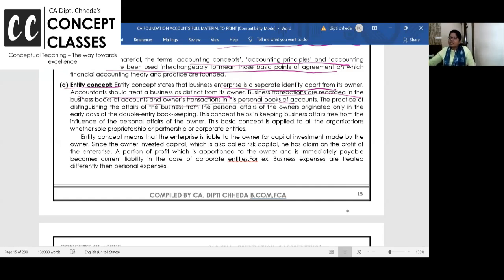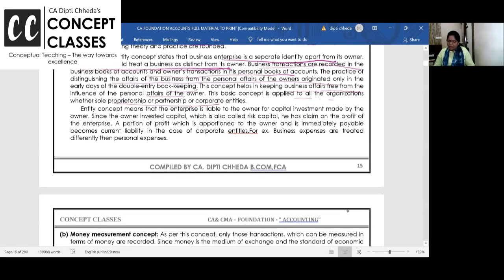You give 30,000 to your spouse for running the house, she'll maintain her own accounts. Vegetable, milkman, this, that. The practice of distinguishing between business and personal affairs is double entry. This concept keeps the business free from personal influences. We want to know how much we have earned for business, then business related income and expense only we should record. This basic concept is applied to organizations, whether sole proprietorship and all.